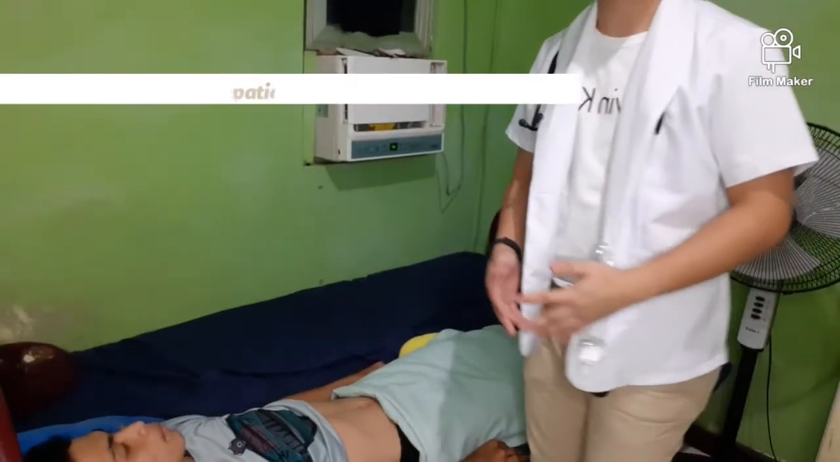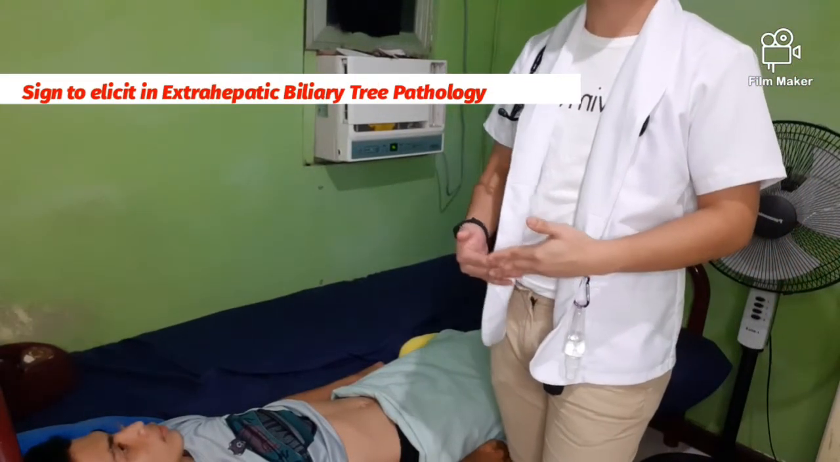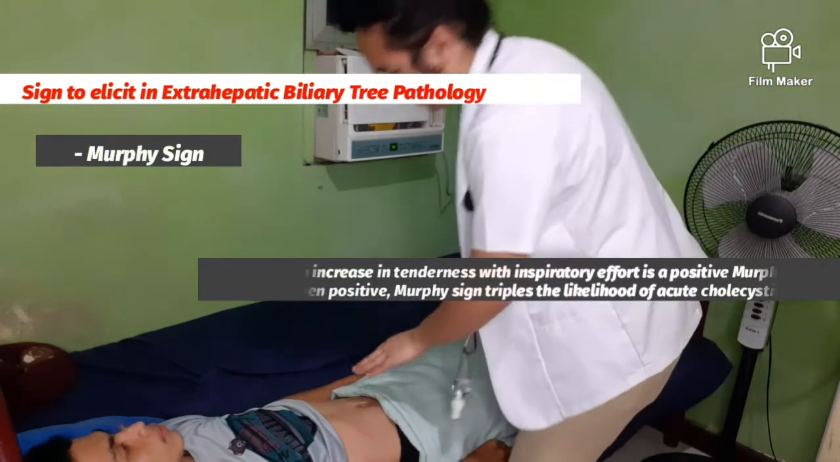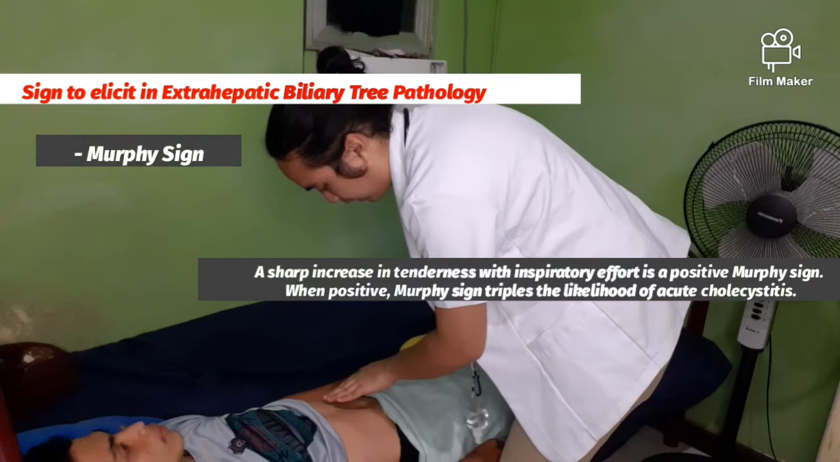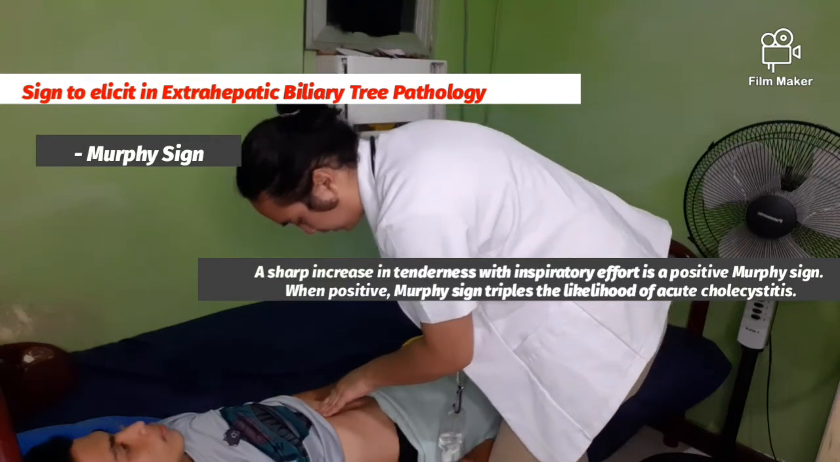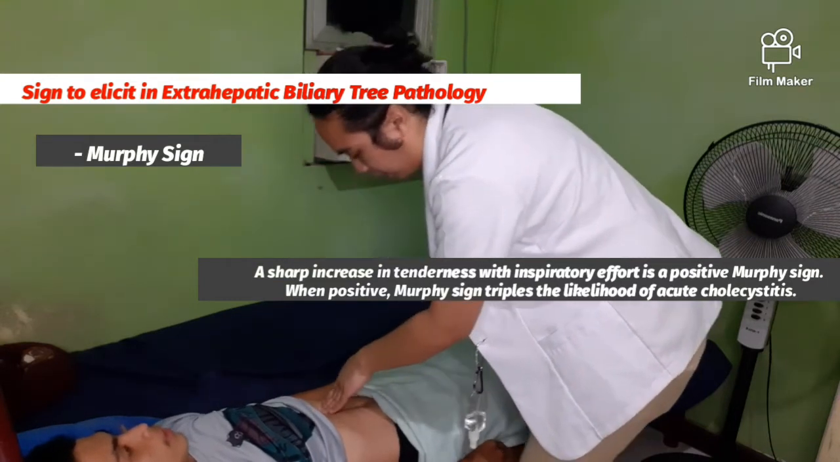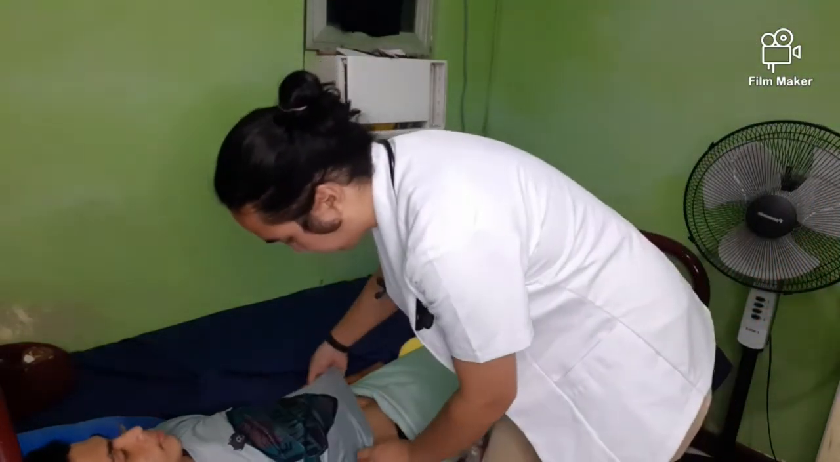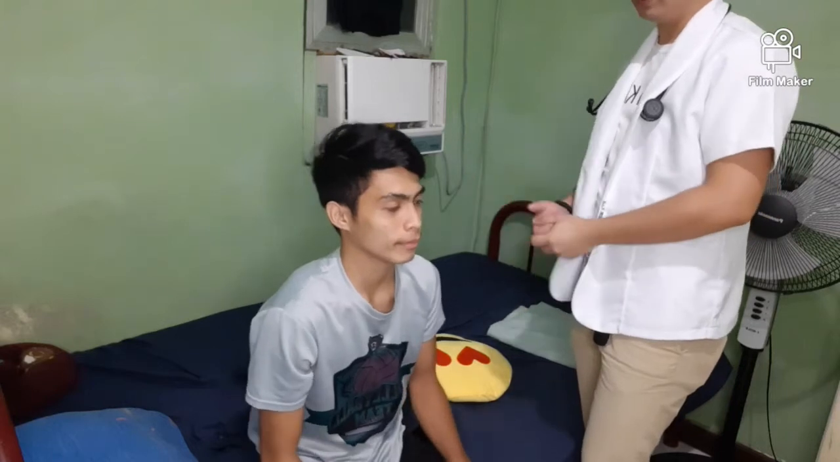So now is to work up any pathology of extrahepatic biliary origin by eliciting Murphy sign. Sir, inhale. Pain? None. Okay, sige. So, okay, sir. Sir, thank you so much.